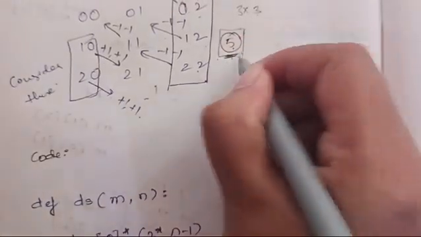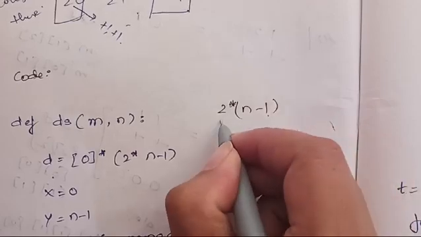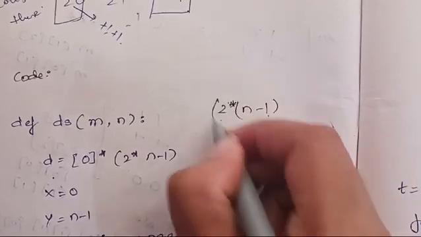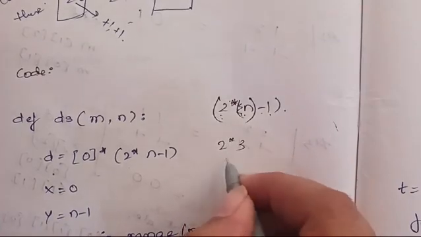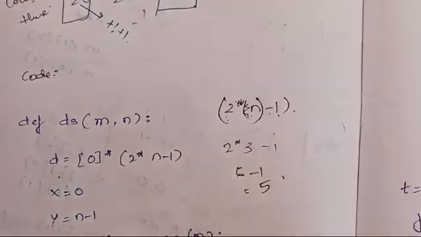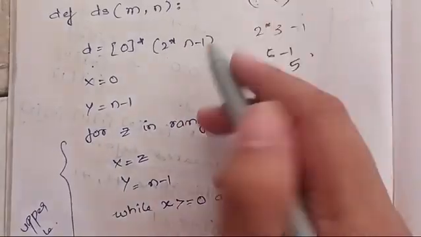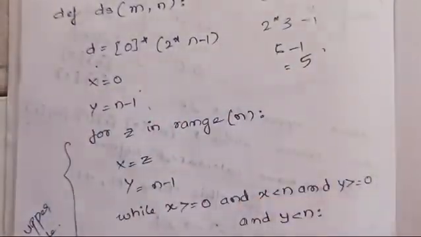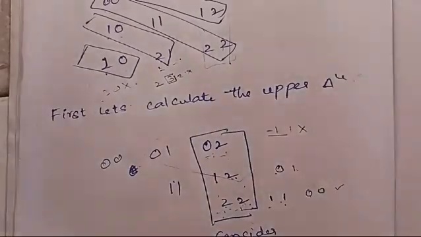How did we get this 5? Using this formula, 2 into n minus 1. 2 into n is 2 into 3, that is 6, and minus 1 is 5. Now consider x is 0, y is n minus 1. Let's calculate the upper triangle results.